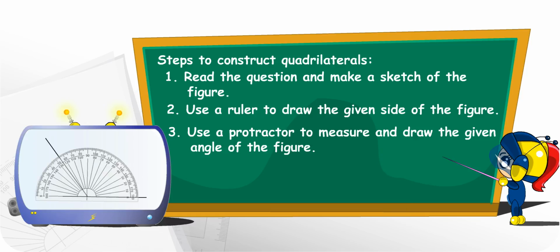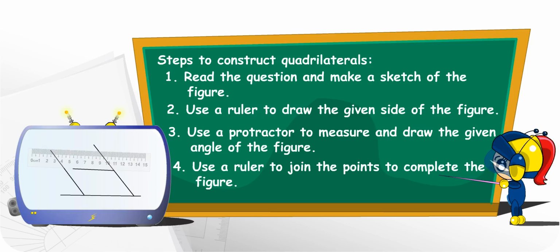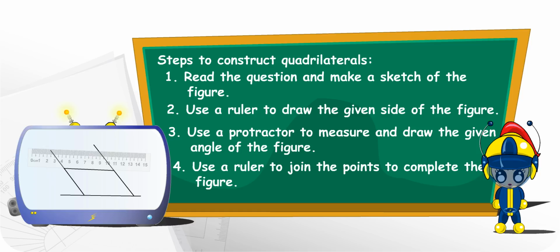Step 3. Use a protractor to measure and draw the given angle of the figure. Step 4. Use a ruler to join the points to complete the figure. Well done, Turbo Girl.